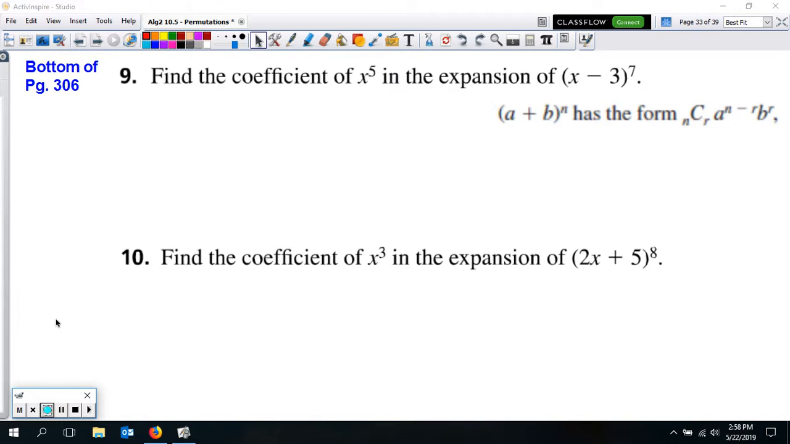Okay, so still at the bottom of 306, if you still have some space there, you can put 9 and 10 in there. If not, then you flip back a page and see if you can find some space somewhere else to put 9 and 10, but write these down.